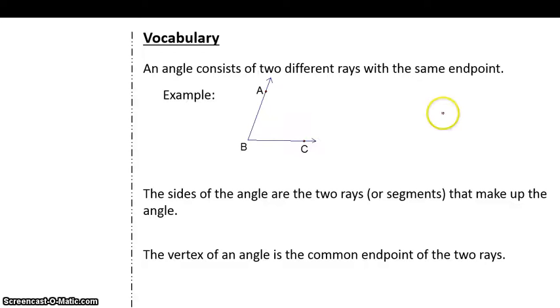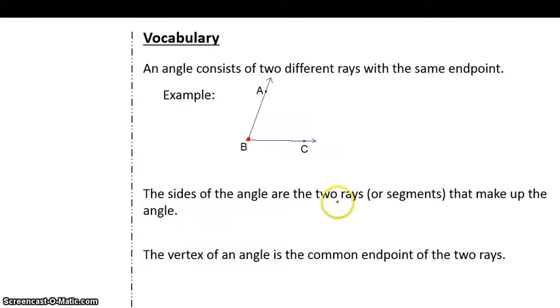So again, you can pause if I'm going too fast, whenever you're trying to write something down. All right, so I have an example here. So this would be an example of an angle. So you've got 2 rays. I've got ray BA and ray BC, and they have a common endpoint, point B. Okay, so this is an angle.